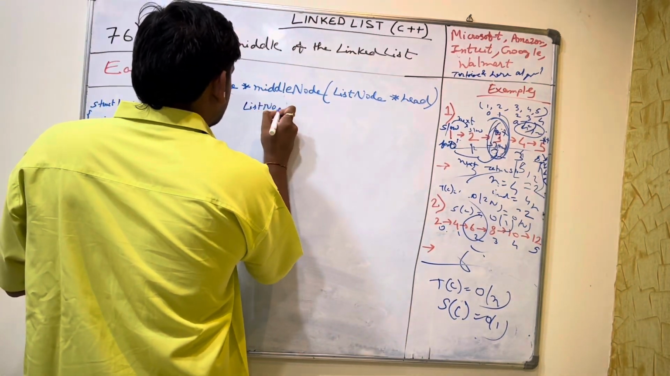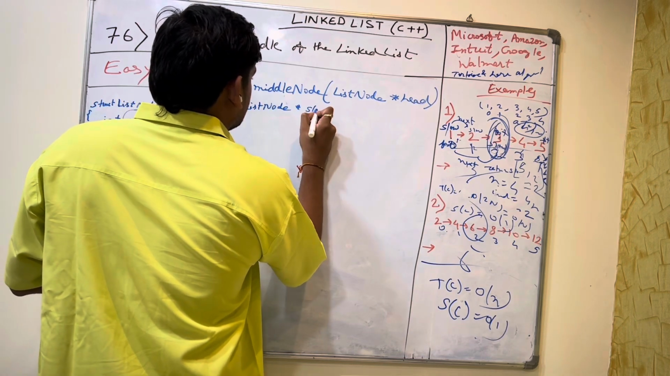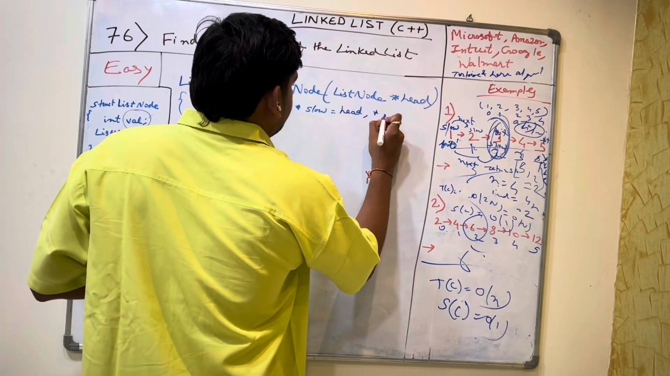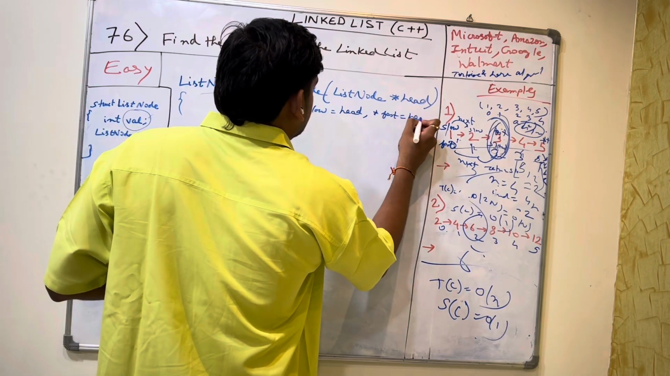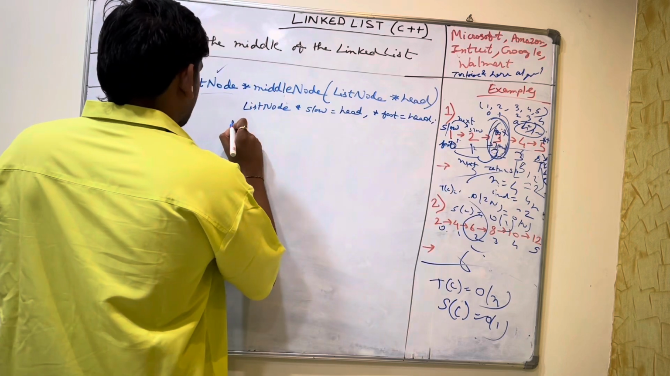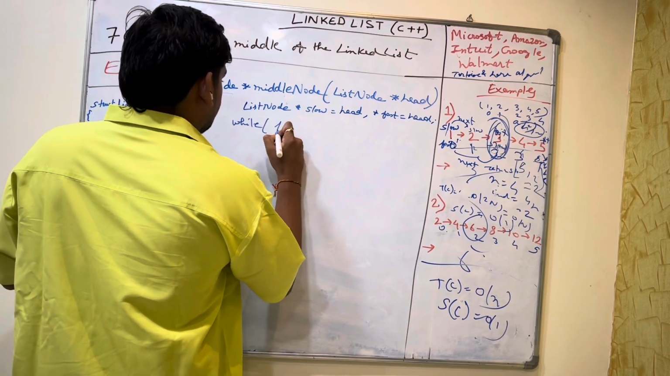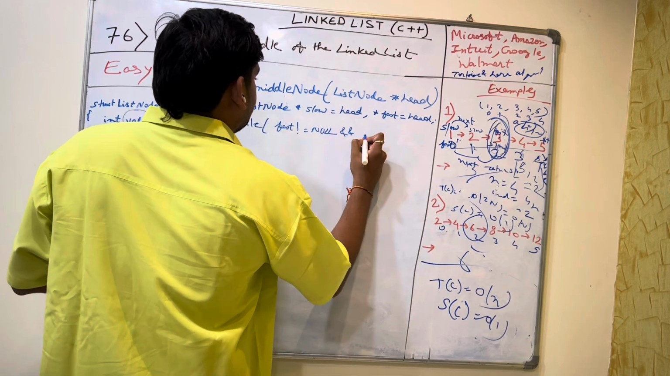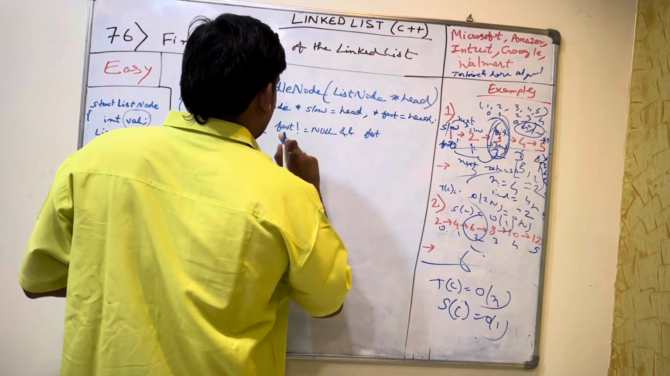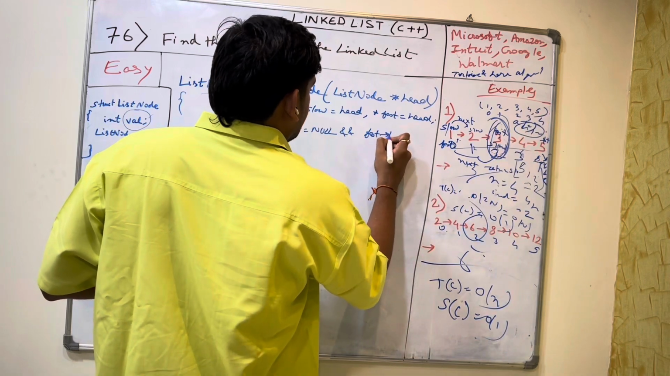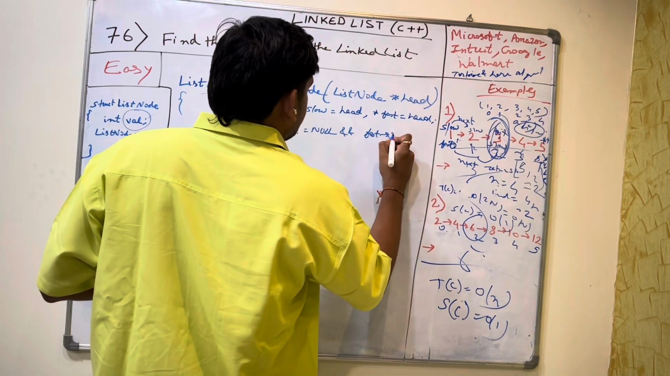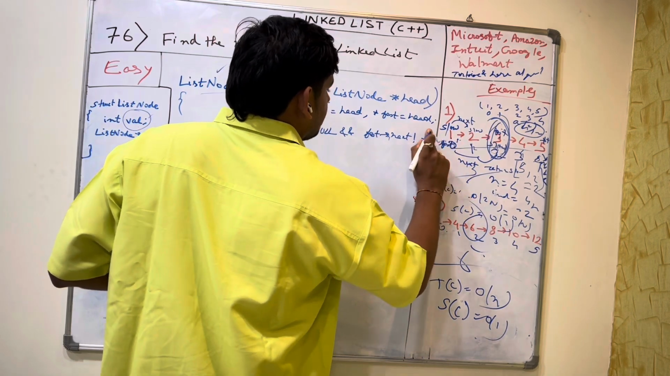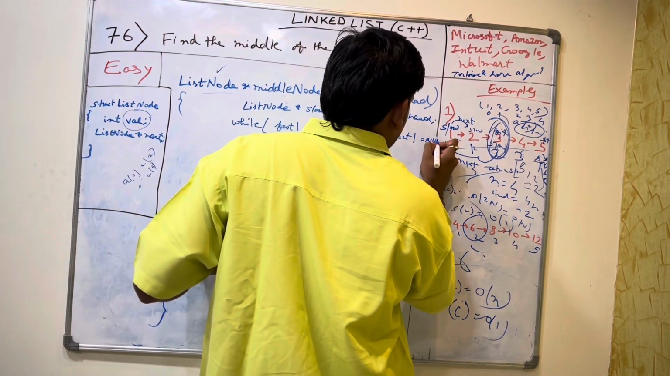ListNode slow equal to head, ListNode fast is equal to head. Okay, fine. While fast not equal to null and fast next not equal to null. If fast is null, we can't travel, right? And fast next not equal to null. Slow will not be null before fast; fast would be null first. In the beginning, fast and slow are the same, pointing to head, right?